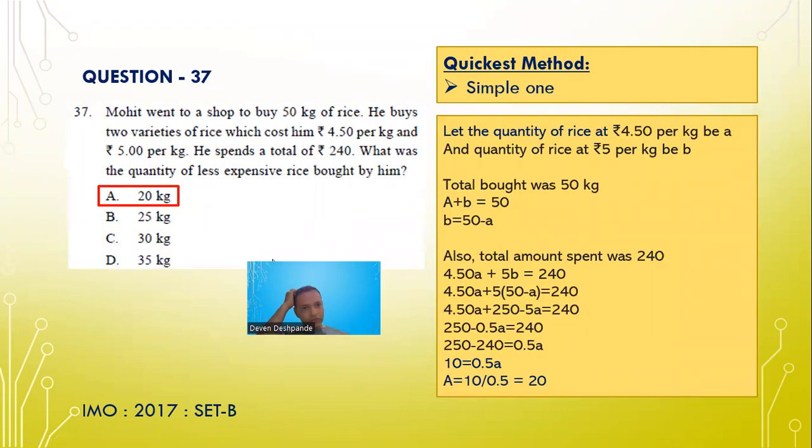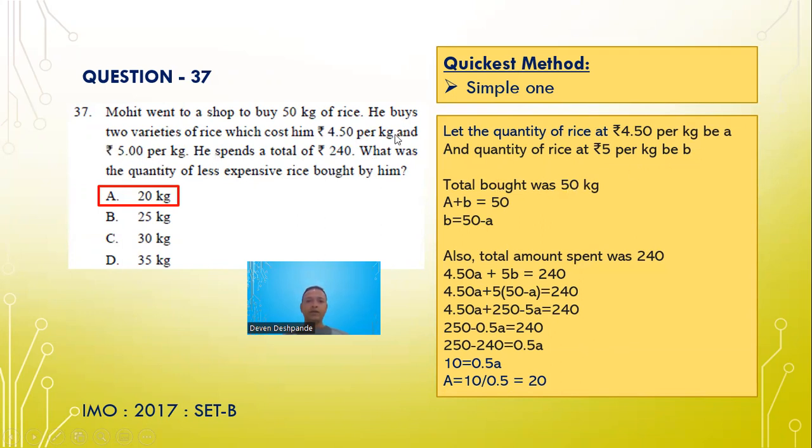Okay, Mohit went to shop to buy 50 kg of rice. He buys 2 varieties of rice which cost him rupees 4.50 per kg and rupees 5 per kg. He spends a total of 240 rupees. What is the quantity of less expensive rice bought by him? So what is the less expensive rice? 4.50 per kg, isn't it? So let the quantity of the 4.50 per kg rice be A kg, and let the quantity of the 5 per kg rice be B kg.